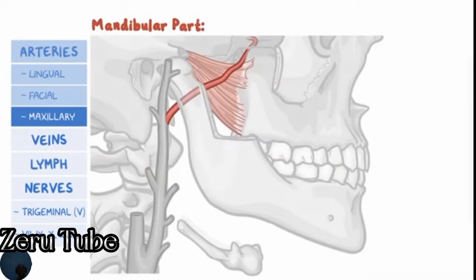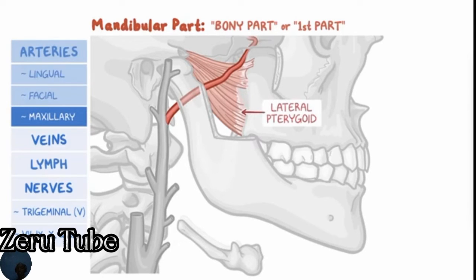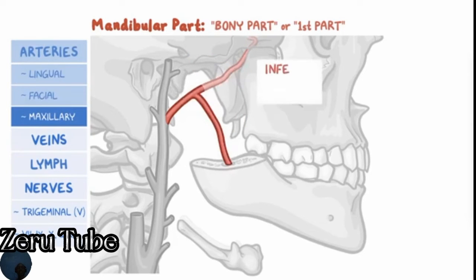The mandibular part, which is the bony part, is the first part of the maxillary artery. It is found anterior to the lateral pterygoid and medial pterygoid. The inferior alveolar artery originates from the mandibular part.